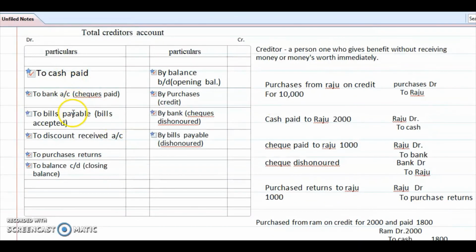I hope you understood. Bills payable alone I will explain while we discuss the bills payable account, so that it will be easy for you to understand.